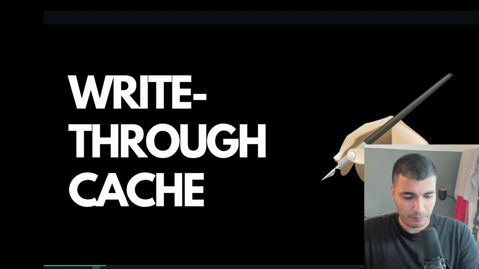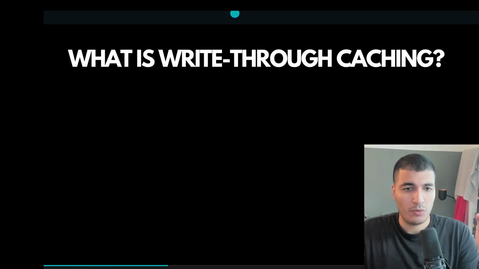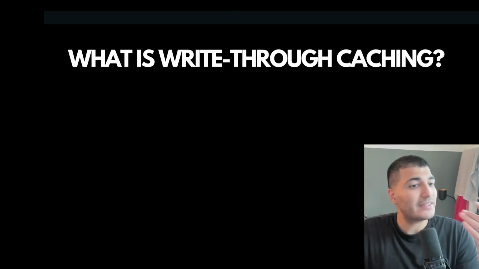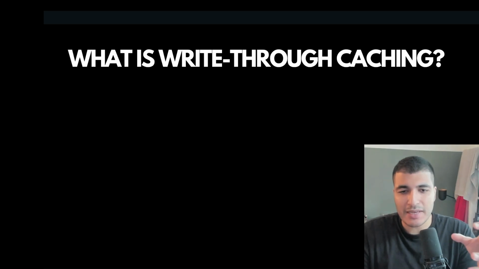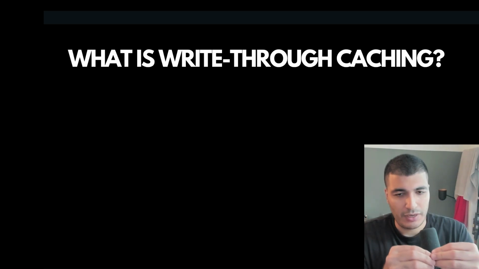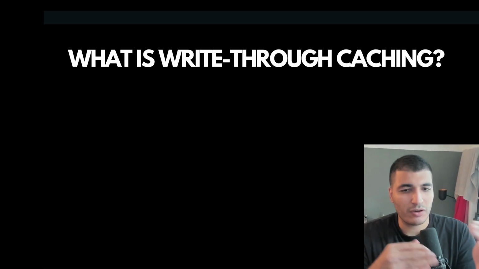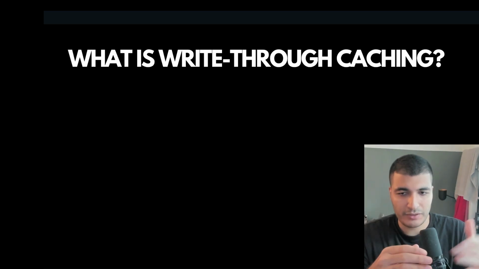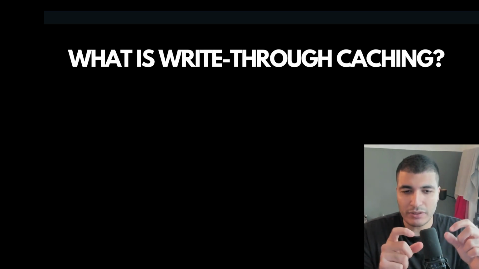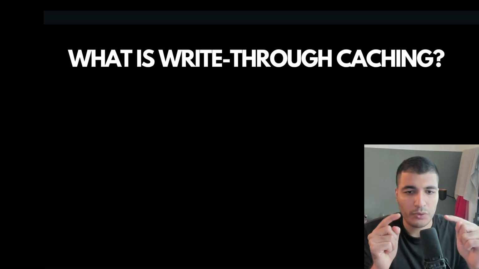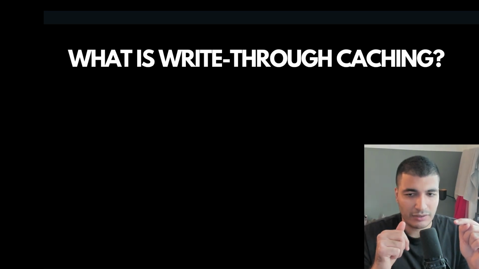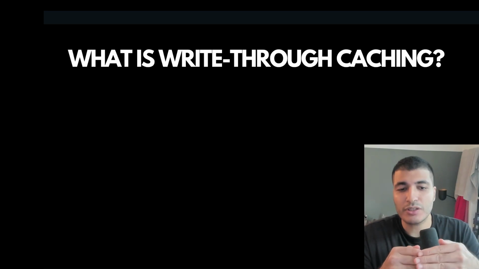Okay, so let's start here with what is write-through caching. So what exactly is write-through caching? In a write-through caching strategy, when your application performs a write operation like insert, update, or delete, the data is written synchronously to both the cache and the underlying database before the operation is confirmed.